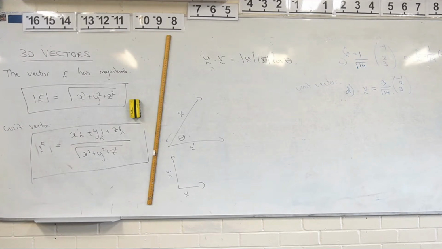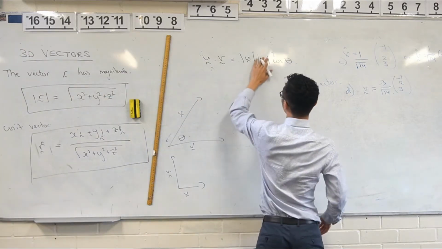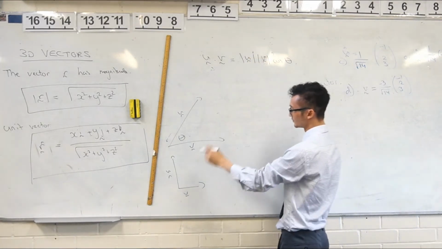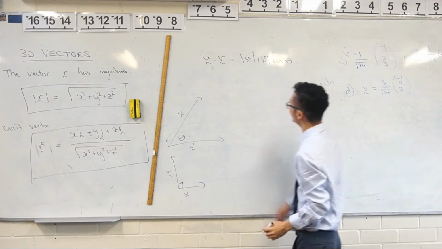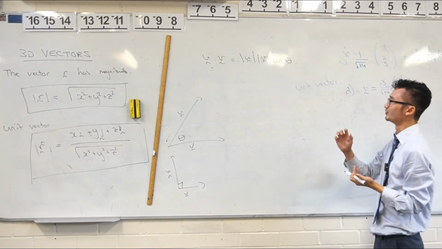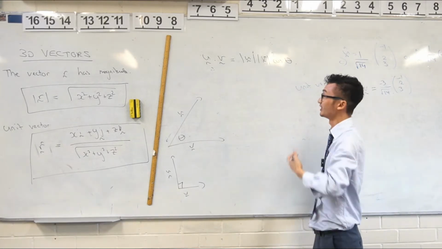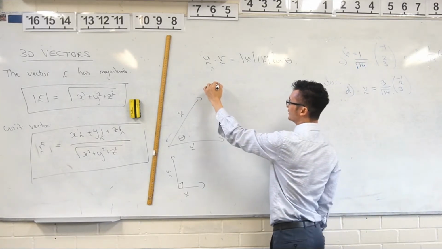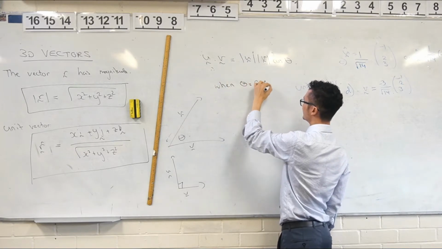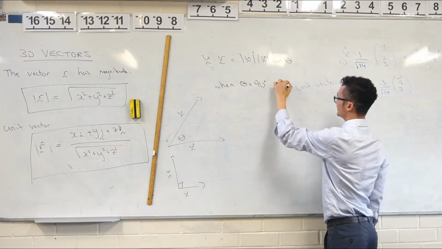They are right angles? Yeah, cos 90 is 0. Okay, so when we have a situation like this, if you substitute in theta as 90, cos 90 would just be 0, which means that the dot product would be 0 as well. So that still holds true here, right? So when theta equals 90 degrees, the dot product is 0.